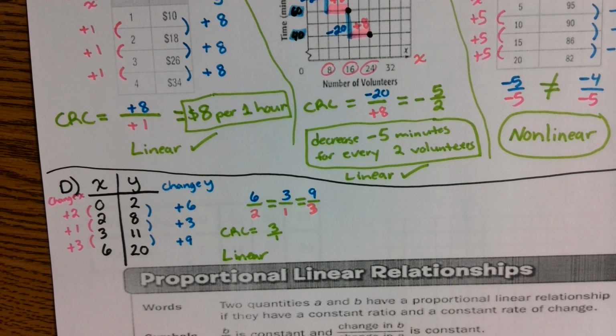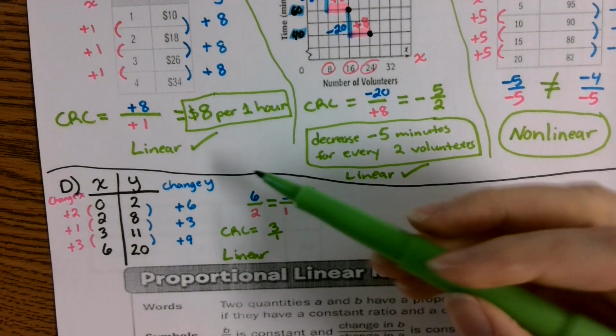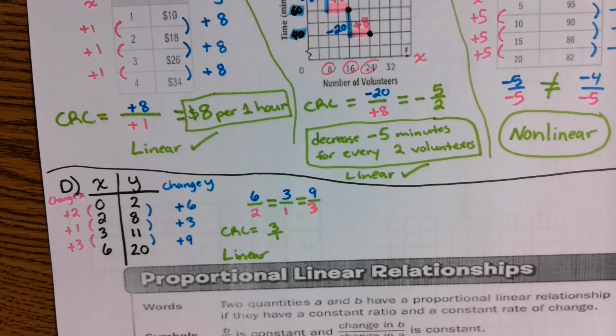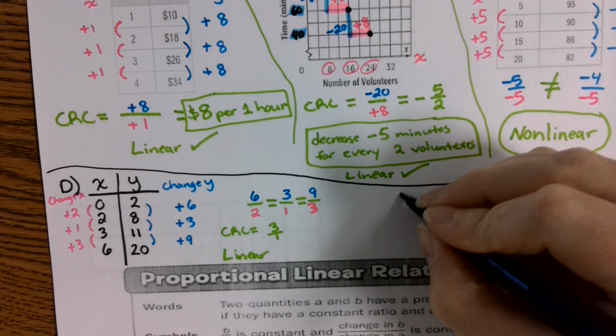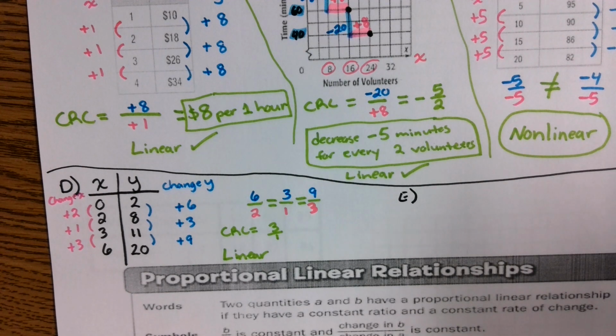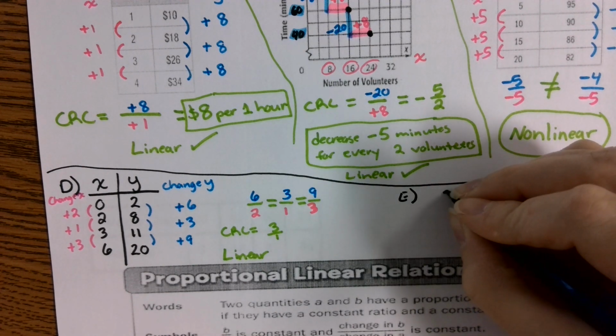Okay, so I just want to make sure that you understand just because they are different values that it's changing by does not mean it's not going to have a constant rate of change. Sometimes it will and sometimes it won't. Okay, so for problem E, you're going to draw another one. Again, we're just going to do a quick table.